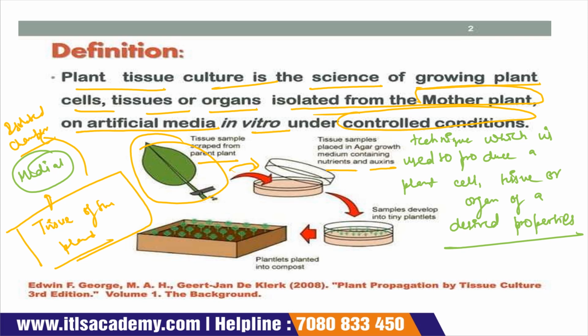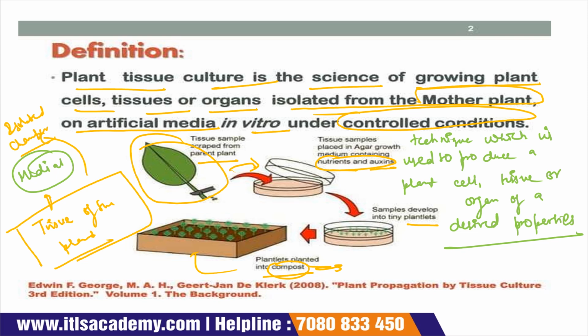Nutrient and auxins both are for the growth of this plant tissue. Now we transfer it, and this sample is developed into plantlets, and these plantlets are planted into a compost, where we grow them. Compost is what? Compost is the area in which we control the environment.